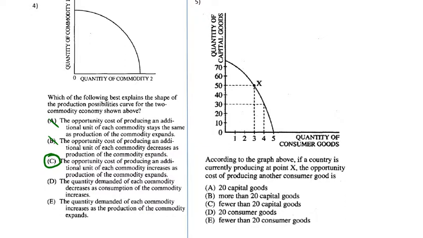Hopefully you found 5 kind of easy. If you're at X and you produce one more consumer good, so you move to this point here, one more consumer good, you've dropped 20 capital goods. So the answer to that one is A.